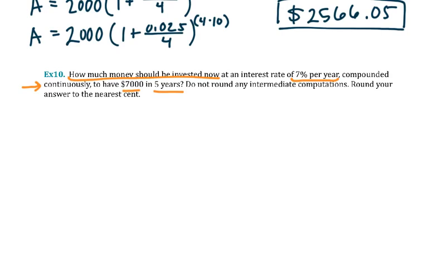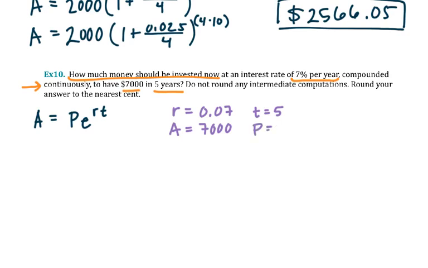Continuously, right away that lets me know I'm going to use A equals P e to the rt. I know that my interest rate, r, is going to be 0.07. I know that my end amount, A, is going to be $7,000. That's how much money I want to have at the end. And the time period we're considering here is that t equals 5. What we're being asked to find is the principal.